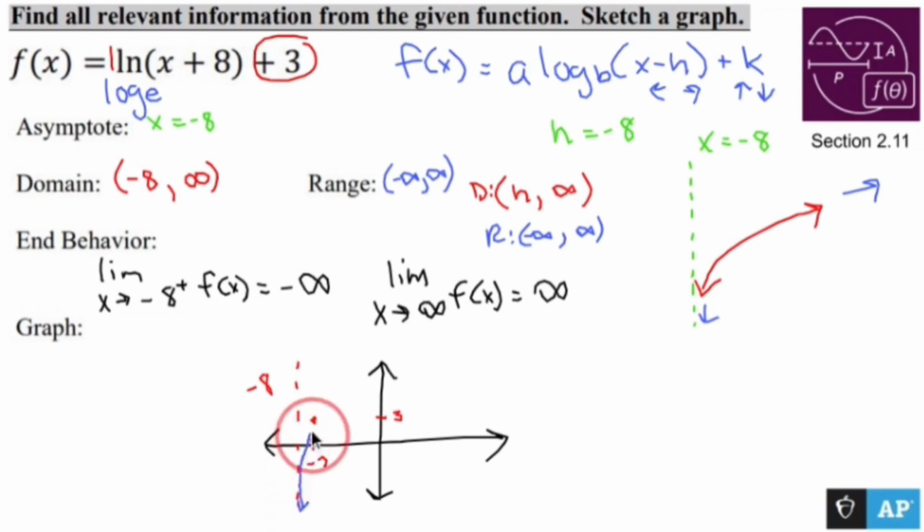So I'm just going to draw this guy right here. It's going to keep going up and to the right. Not the prettiest picture ever, but we accomplished everything we needed to accomplish. And again, that point right there is -7, -3. Not the prettiest problem ever, but we did it.